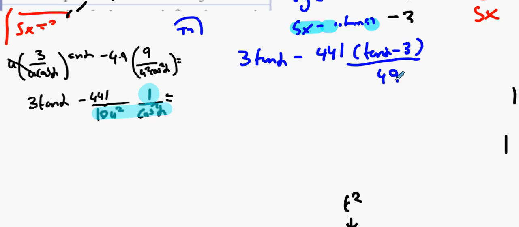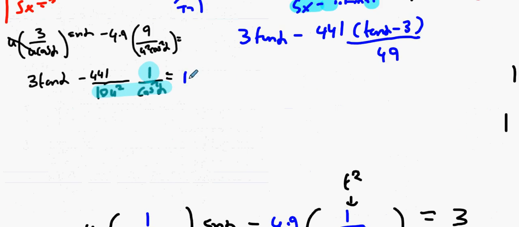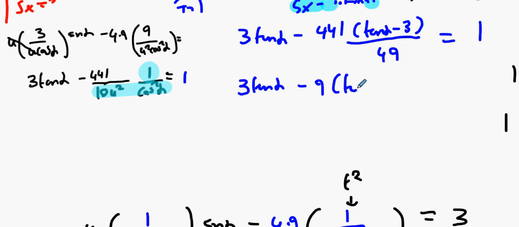Does anybody know what 441 divided by 49 is? And that all equals, what did we say from the first one? Yes, y value is 1. That equals 1. Okay, 441 over 49, anybody? Just 9. Excellent. Why is it negative? Oh, it doesn't matter. 3 tan alpha minus 9 over tan alpha minus 3 equals 1.